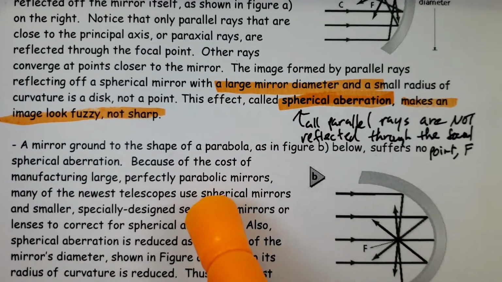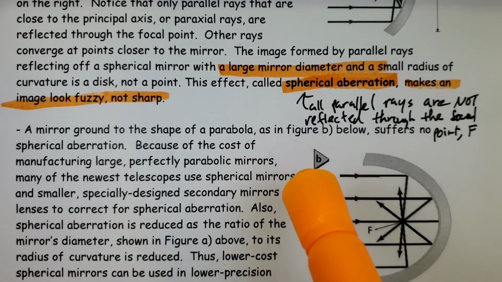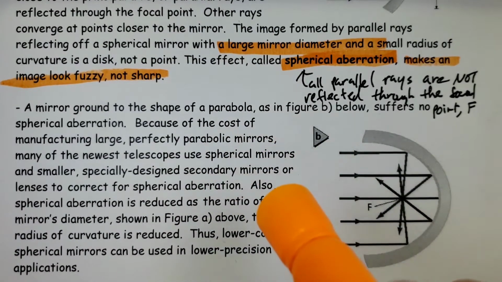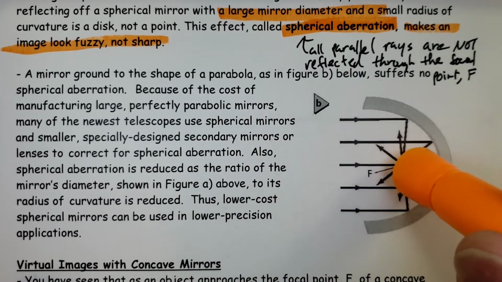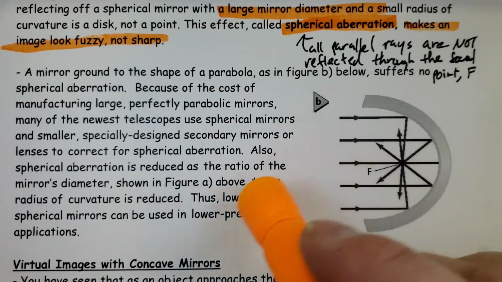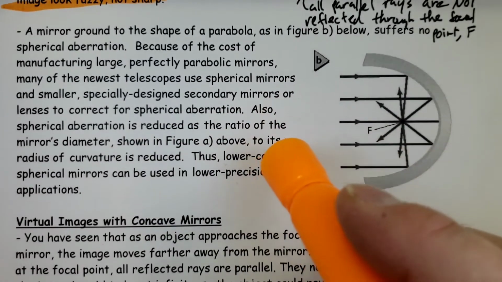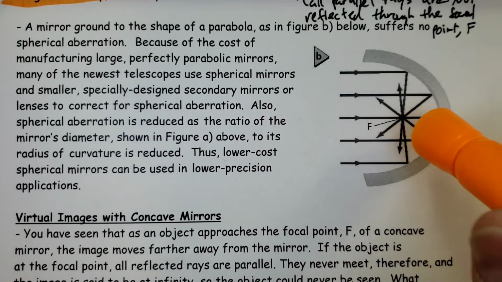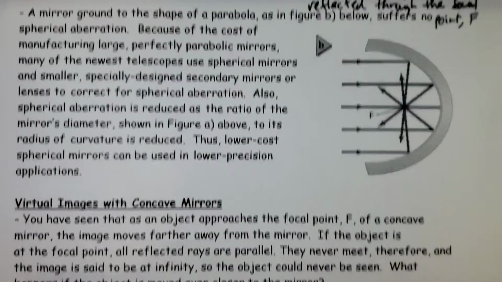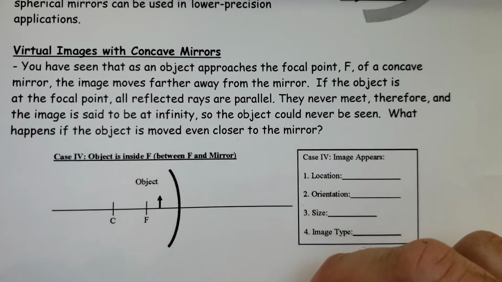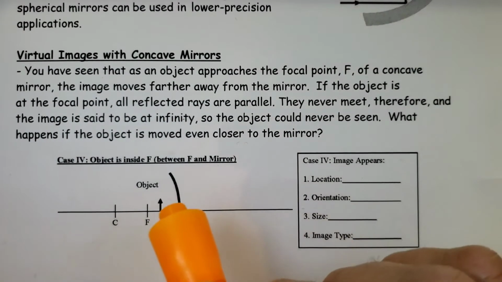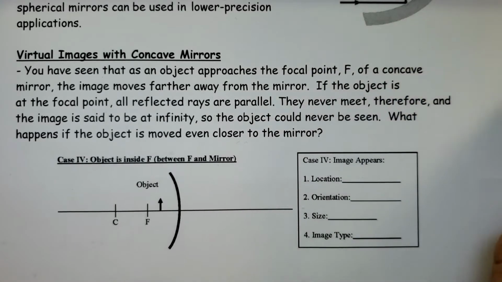Because of the cost of manufacturing large, perfectly parabolic mirrors, many of the newest telescopes use spherical mirrors and smaller, specially designed secondary mirrors or lenses to correct for spherical aberration. Also, spherical aberration is reduced as the ratio of the mirror's diameter to its radius of curvature is reduced. Thus, a lower cost spherical mirror can be used in lower precision applications. If it's made more parabolic, we can see that all the reflection goes through the focal point. Okay, so we looked at real images here, the images that form because the reflected rays intersect at a point.